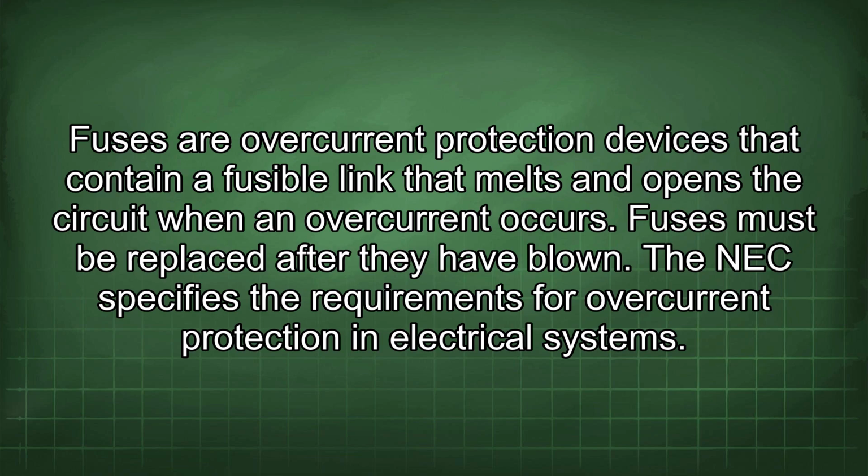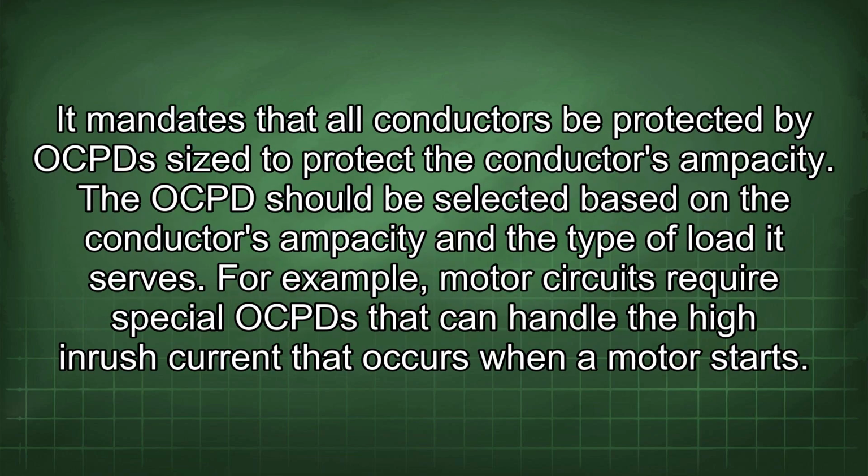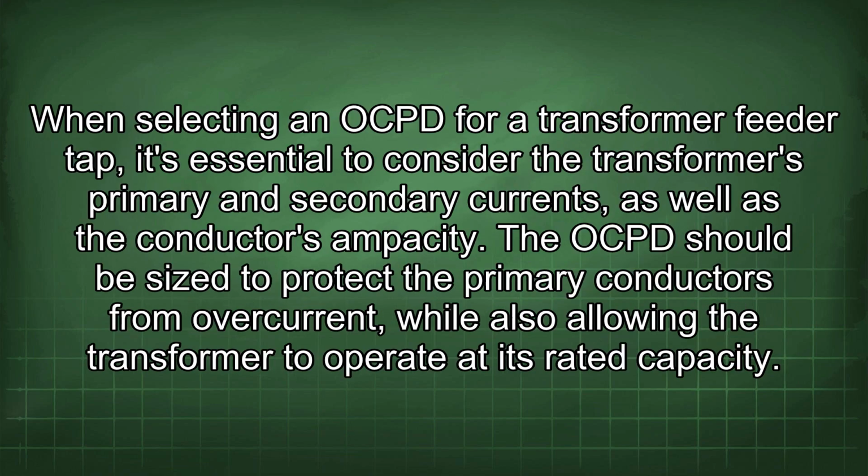The NEC specifies the requirements for overcurrent protection in electrical systems. It mandates that all conductors be protected by OCPs sized to protect the conductor's ampacity. The OCP should be selected based on the conductor's ampacity and the type of load it serves. For example, motor circuits require special OCPs that can handle the high inrush current that occurs when a motor starts. When selecting an OCP for a transformer feeder tap, it's essential to consider the transformer's primary and secondary currents, as well as the conductor's ampacity.